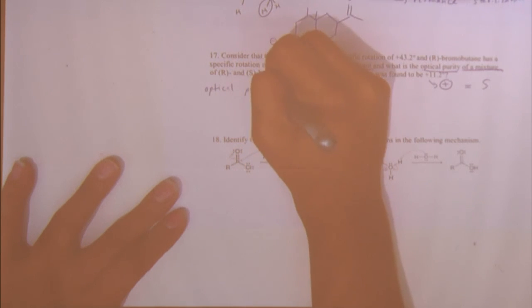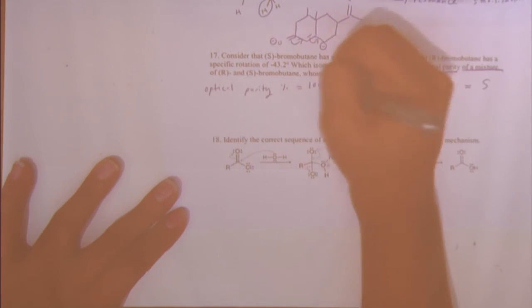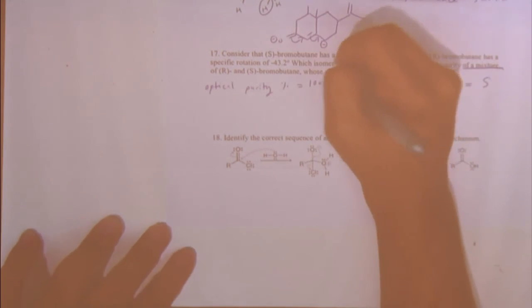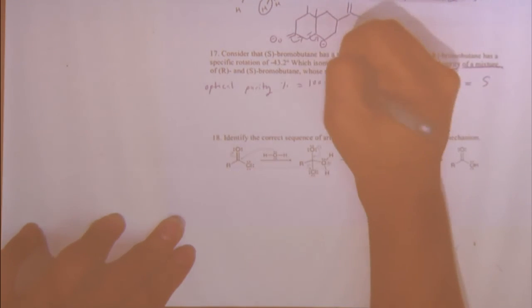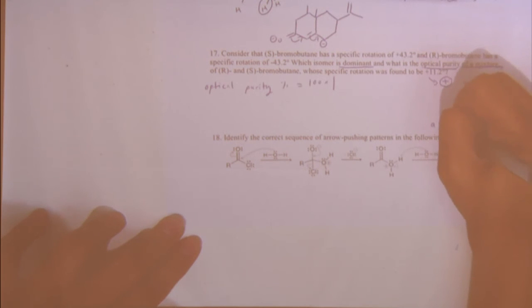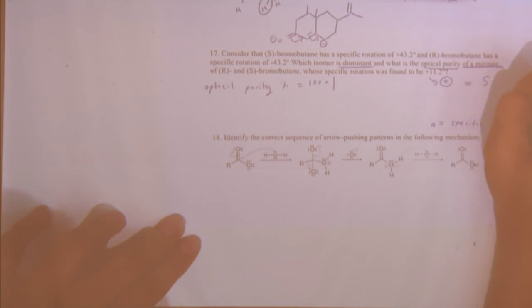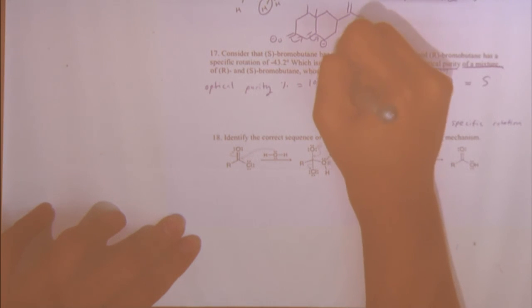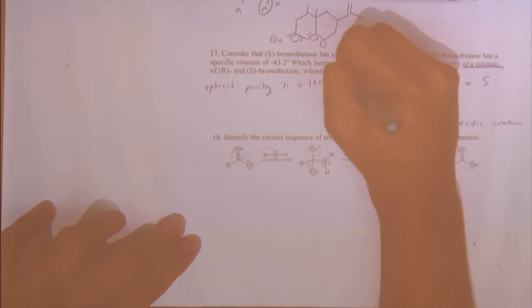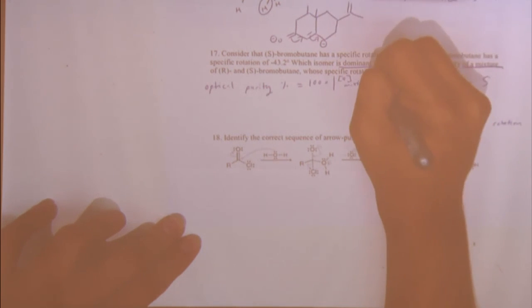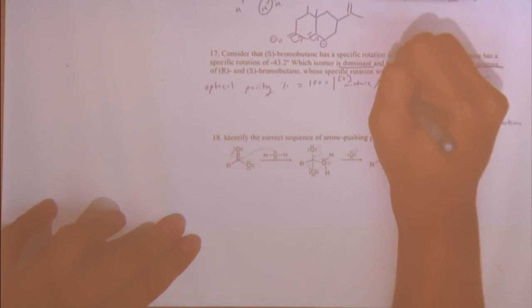And then our equation for optical purity percentage is going to be 100 times the absolute value of the specific rotation, which I'm going to denote with A. So here, A equals specific rotation of the mixture divided by the specific rotation of the pure sample.